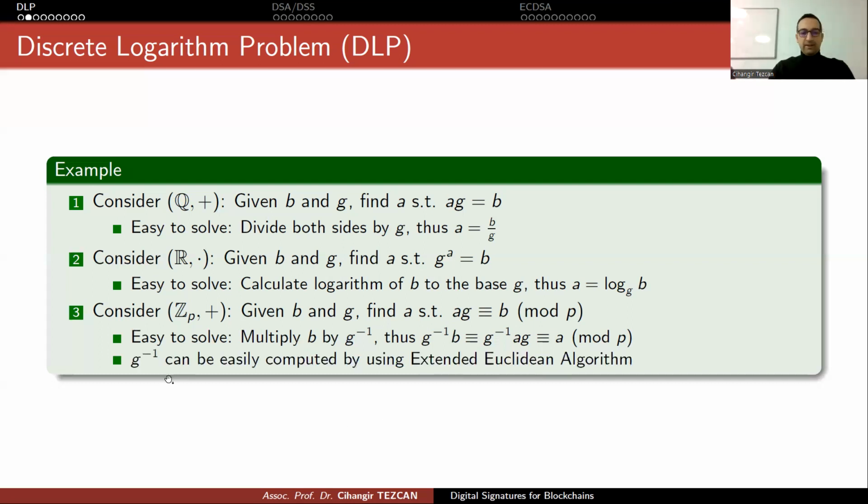And yeah, here it says the G inverse can be easily computed by using the extended Euclidean algorithm, which is, by the way, a very nice algorithm. If you're interested, it could be a good exercise to implement. If it's really equal to A, are they commutative? Yes, that is the good thing.